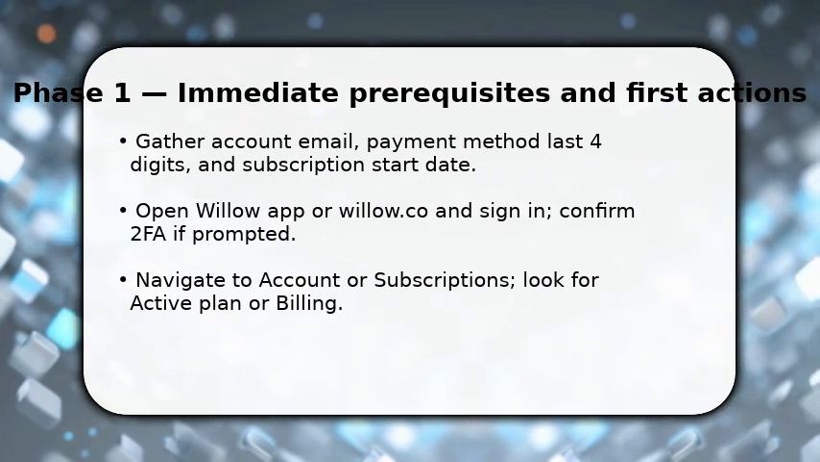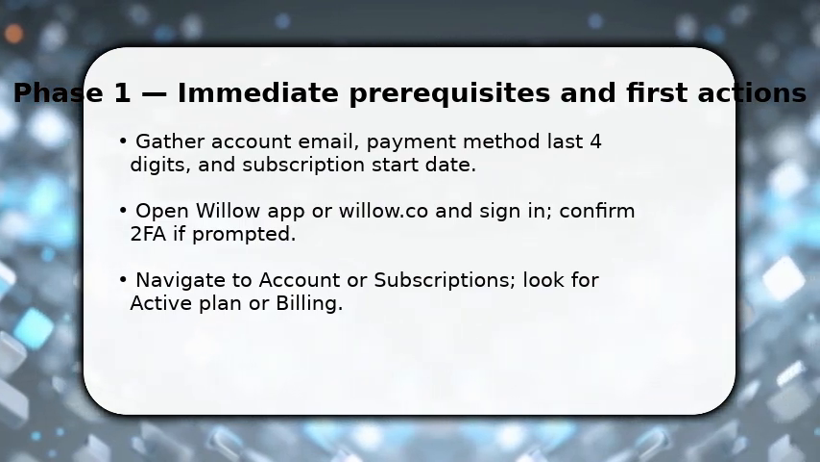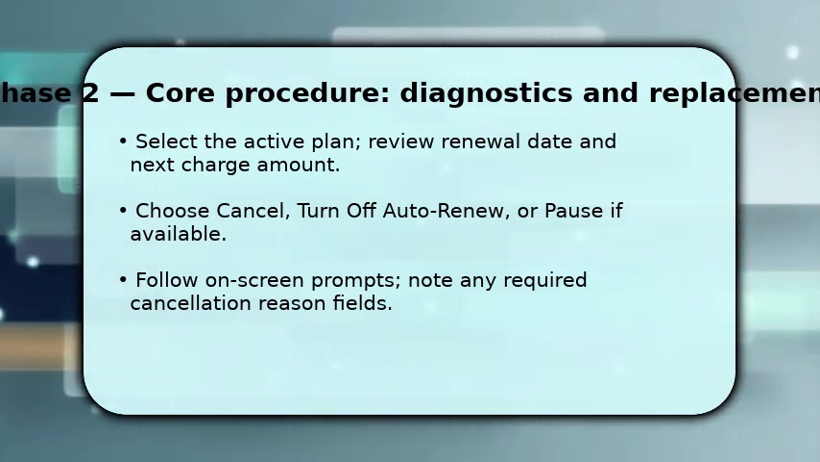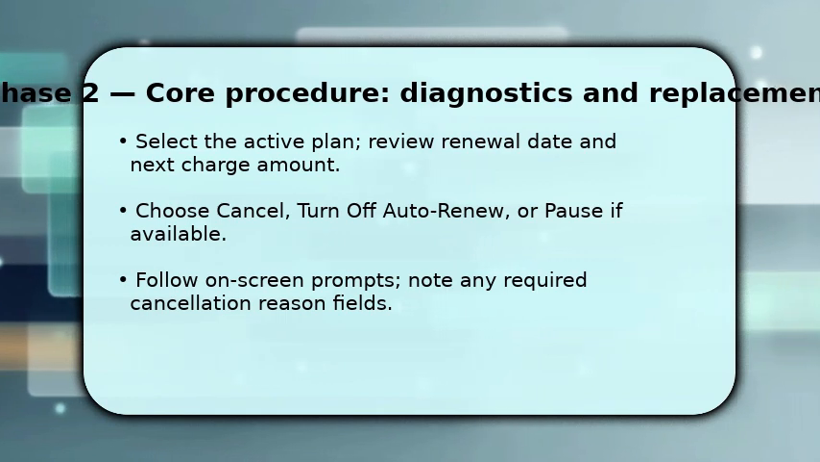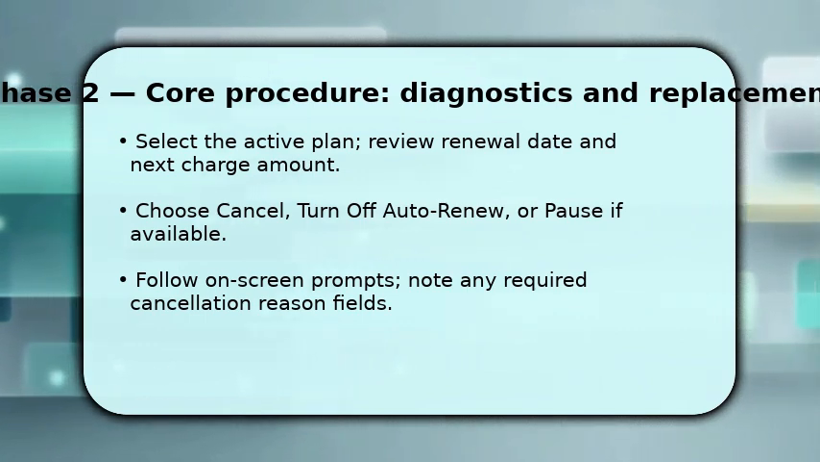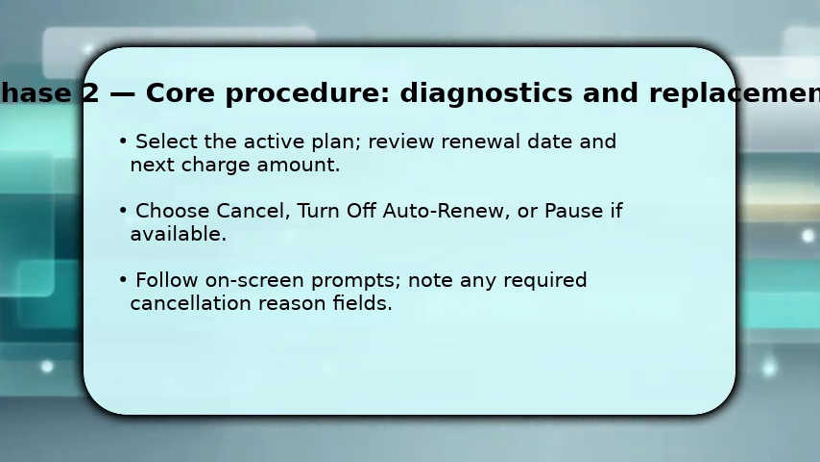Now you'll manage the plan. Select the active subscription and review the renewal date and next charge amount so you know the cutoff. Choose cancel, turn off auto-renew, or pause depending on what Willow offers. Cancel stops future billing, pause retains access for a set period. Follow every on-screen prompt, enter a cancellation reason if requested, and make sure you hit confirm or submit. Otherwise, the change may not apply and the subscription will keep renewing.